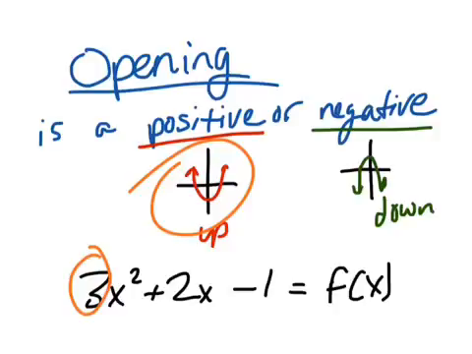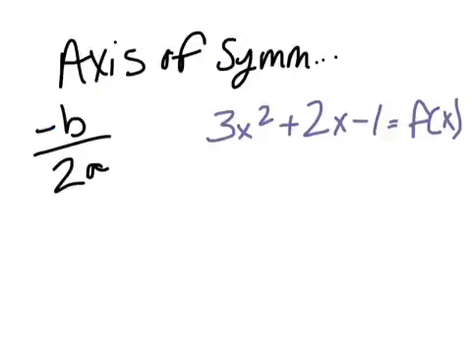Now we know that it's going to look something like this. Now we don't know where it's going to cross the x-axis. We don't know where the vertex or the axis of symmetry is going to be. But we do at least know that it's going to be opening up. We know that it's not going to be opening down. So it won't look like this. It's going to look like this one.